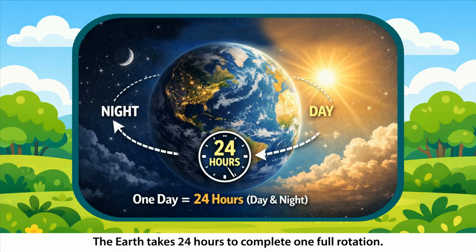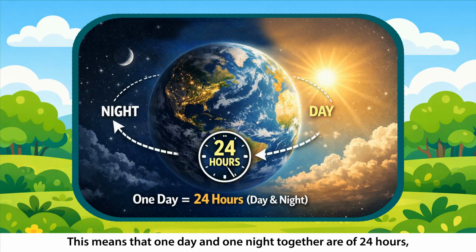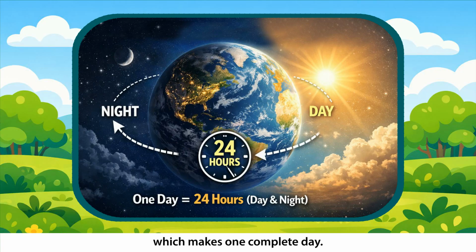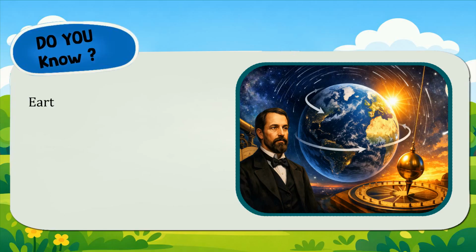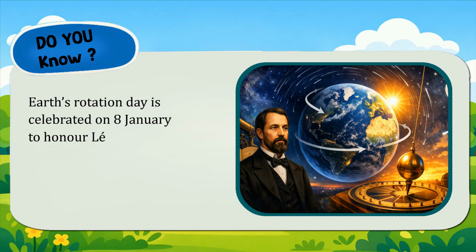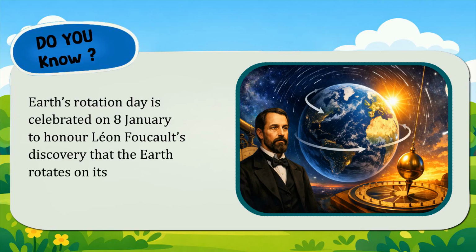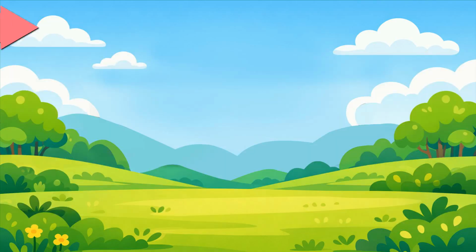The Earth takes 24 hours to complete one full rotation. This means that one day and one night together are of 24 hours, which makes one complete day. Do you know Earth's rotation day is celebrated on 8th January to honor Leon Foucault's discovery that the Earth rotates on its axis.